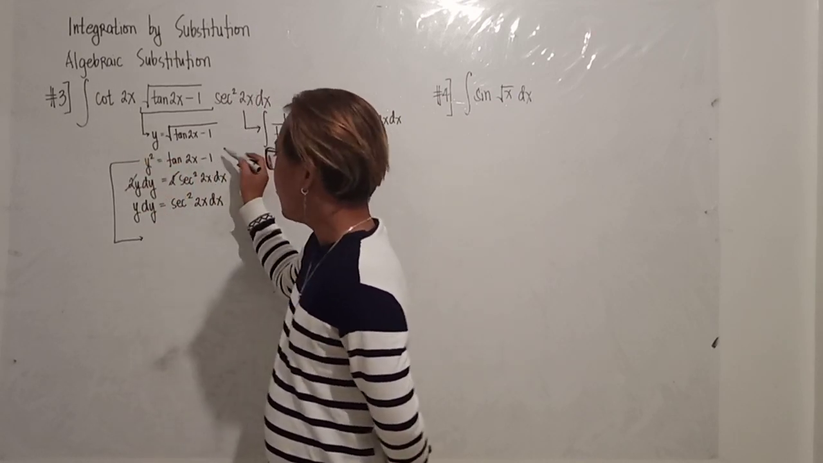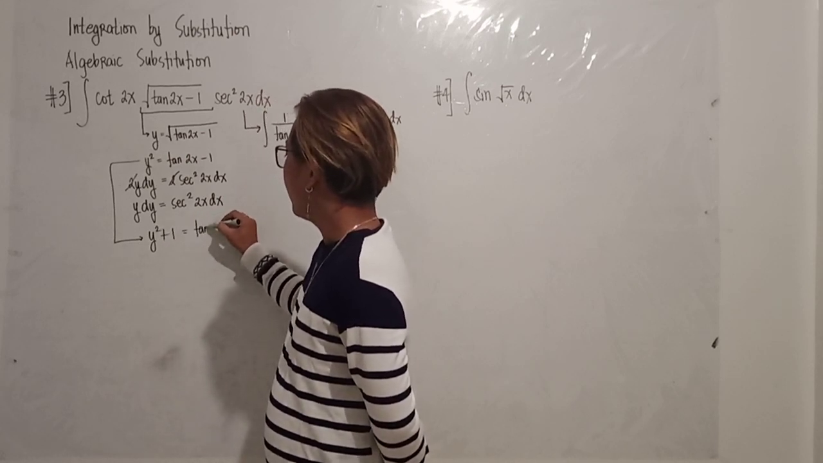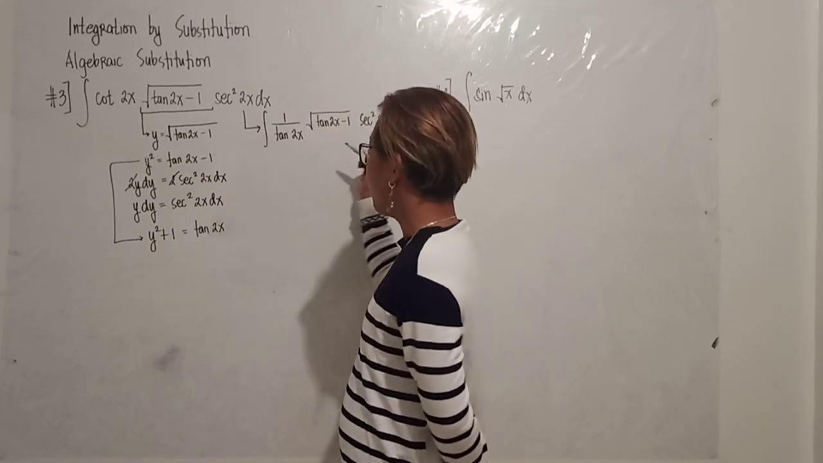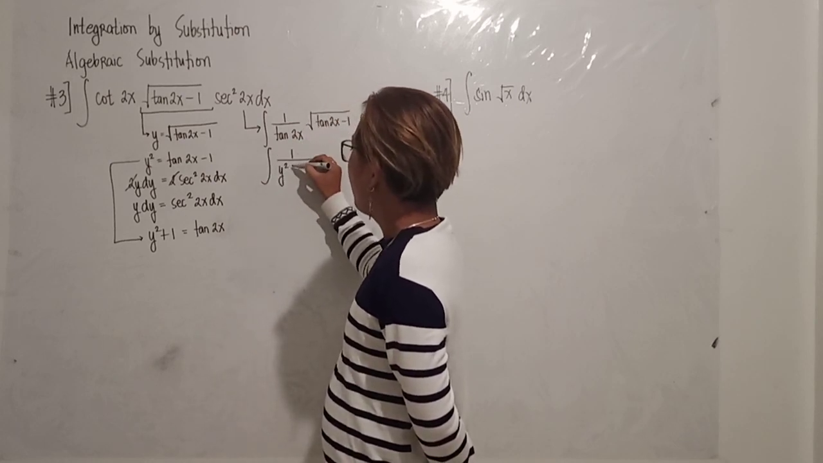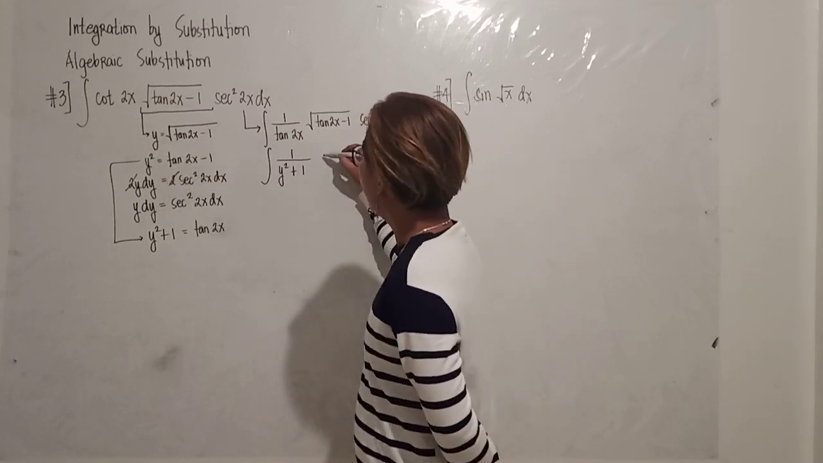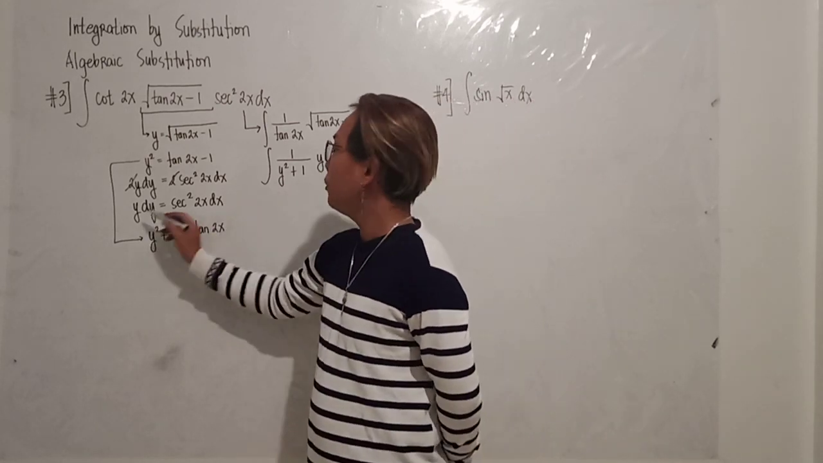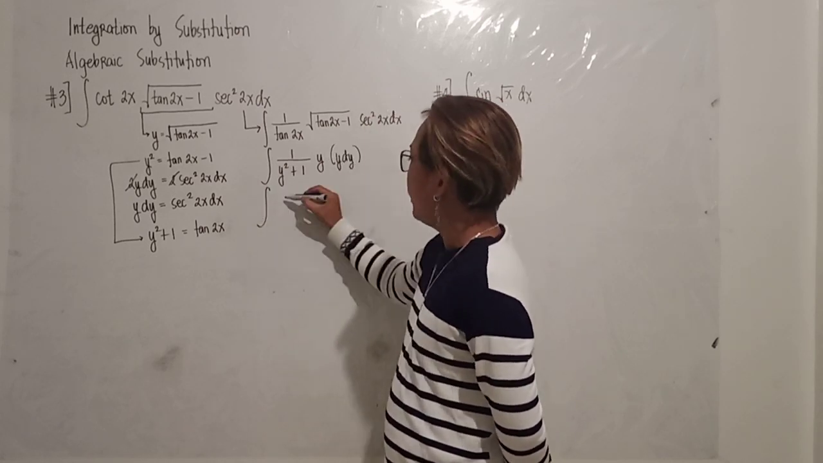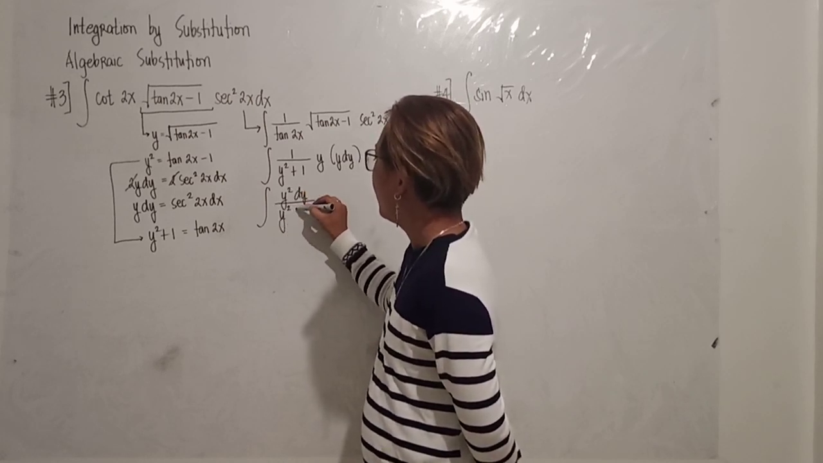You will now have to transpose negative 1, so that is y squared plus 1, equivalent to tangent of 2x. So you will now have the tangent of 2x as y squared plus 1. So the equation now will be 1 over y squared plus 1. Then the square root of tangent 2x minus 1 is equivalent to y. Then the secant squared 2x dx is equivalent to y dy. So your equation now is y squared dy over y squared plus 1.